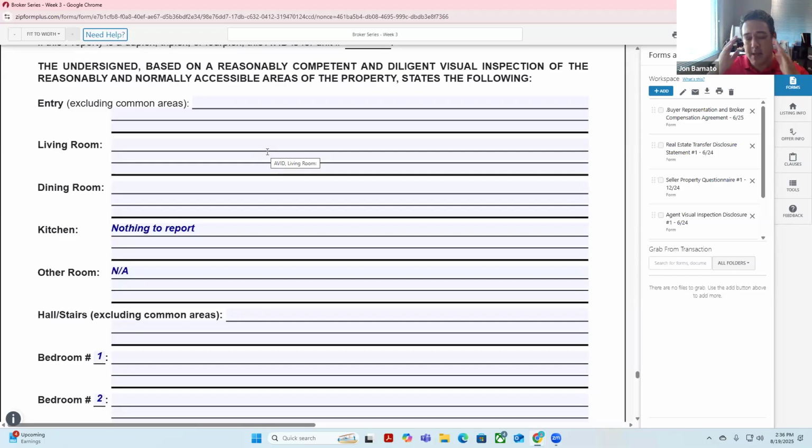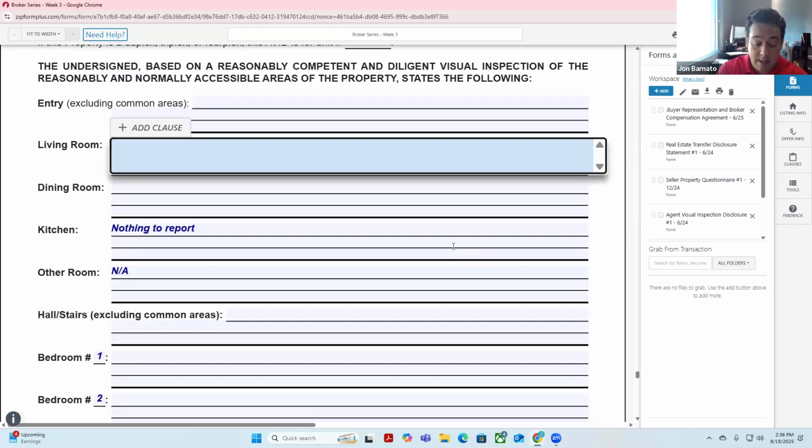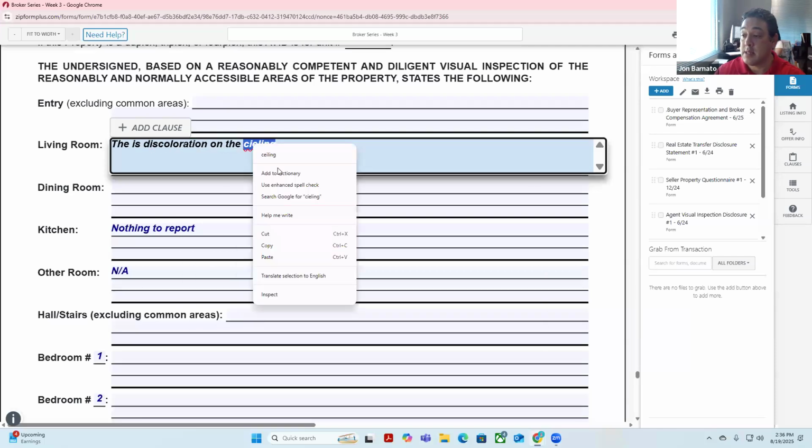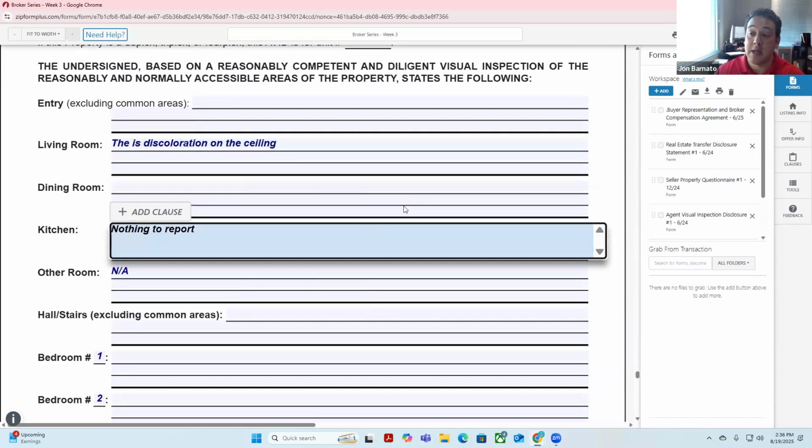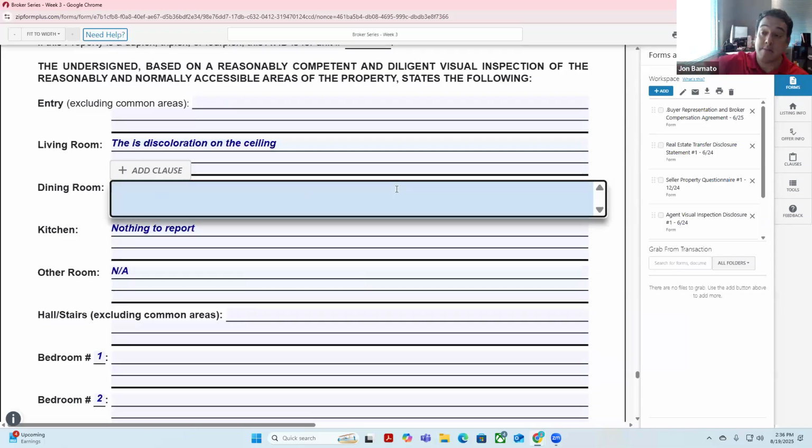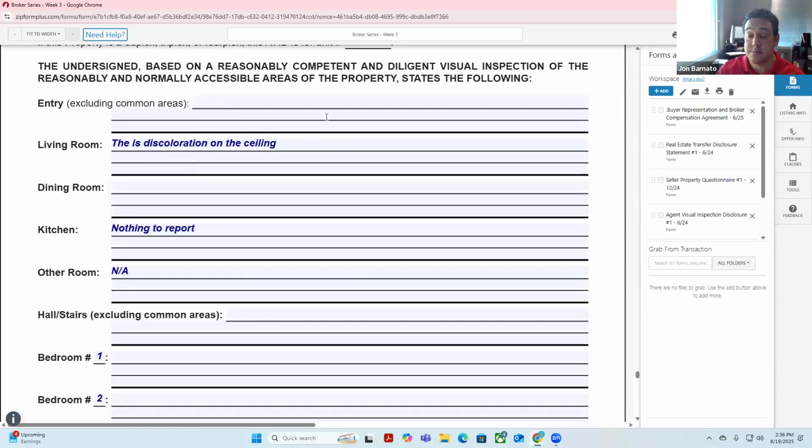And please note, there have been so many lawsuits on this, it's not even crazy. And I'll tell you a story that will scare you even more. So I'm saying there is discoloration on the ceiling. Well, I spelled that horribly, but you know what I'm saying. So discoloration on the ceiling. That would be something if I noticed there was a stain on the ceiling. So things like that.